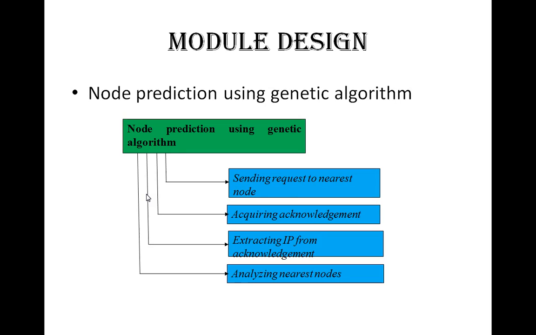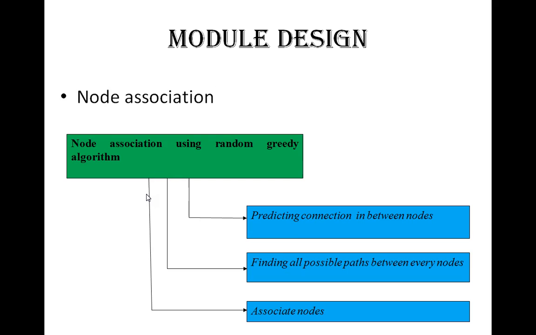Then my third module is node prediction using adjacent nodes. How I am predicting the node means, I am using a genetic algorithm which is used for node prediction. Initially I am sending a request to the nearest node. After acquiring the acknowledgement, I am extracting the IP address from that acknowledgement, then I am analyzing the nearest node.